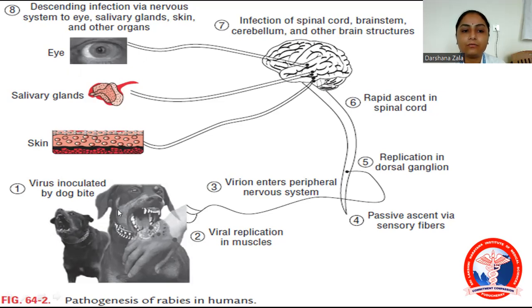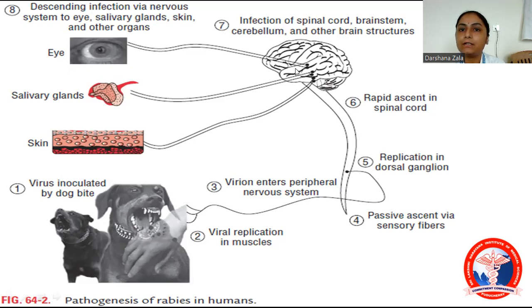So first, via the animal bite, it will enter the skeletal muscle of the extremity. There it will multiply, it will replicate, and it will travel through the peripheral nervous tissue, ascending through the sensory fibers. It replicates again in a dorsal ganglion. Then there is rapid ascent towards the spinal cord.